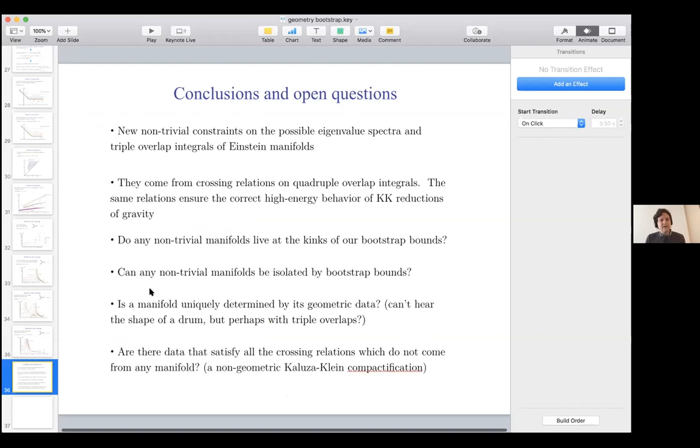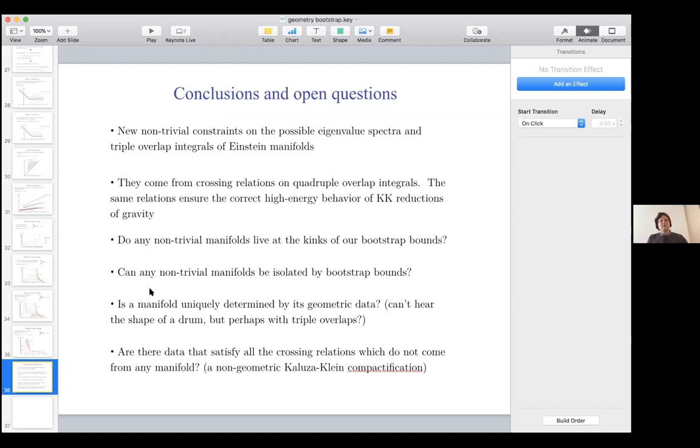techniques. So I'll summarize. So we found new non-trivial constraints on the possible eigenvalue spectra and triple overlap integrals of Einstein manifolds. So as far as we know, these constraints that we're getting by considering these multiple overlaps in the crossing are not known to mathematicians. We couldn't find anything about considering these things. They come from these crossing relations on multiple overlaps, and these are the crossing relations that ensure that the correct high energy behavior of Kaluza Klein reductions occurs when you're studying gravity.